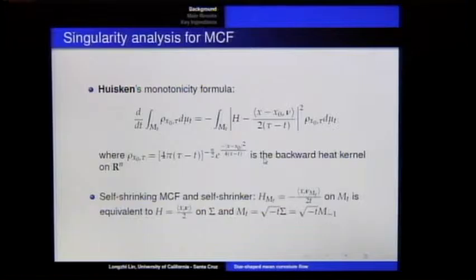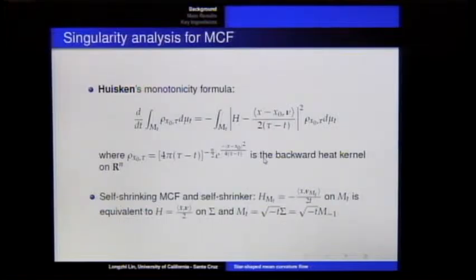So as I said, if you take a parabolic rescaling of a self-similar solution, the rescaled flow will still be a mean curvature flow. If it satisfies this PDE, then it's referred to as the self-shrinking solution, and the minus one slice of this is referred to as the self-shrinker. So this is a second order PDE satisfied by the hypersurface.